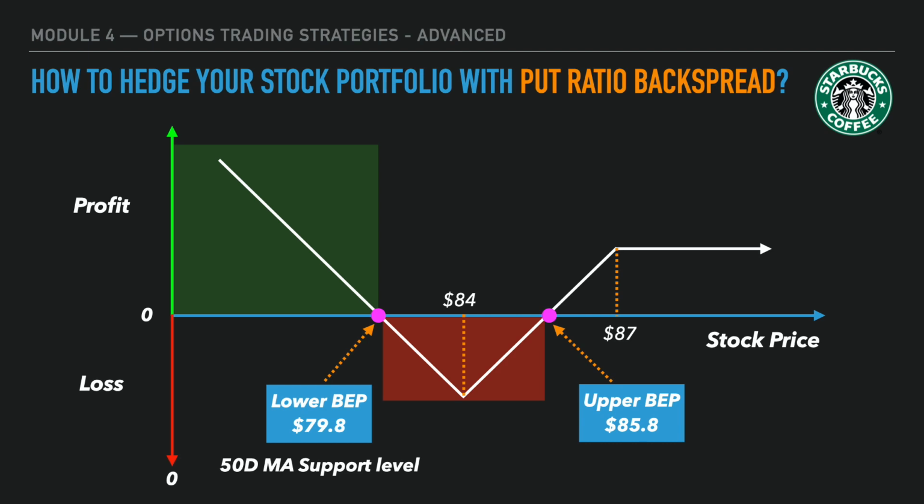If the stock price doesn't crash and it actually goes up to above the upper break-even price, both of your backspread hedging trade and the stock position will make money. The profit of your hedging trade on the upside will be capped at $120.